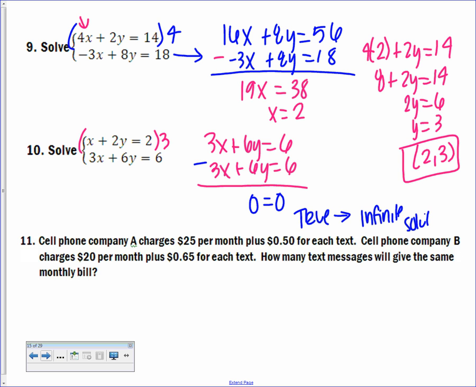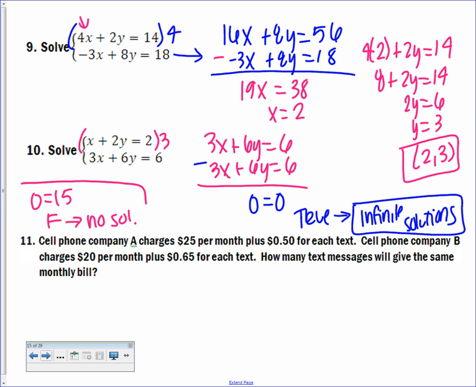Very good. It will not always work out to be 0 equals 0. Sometimes you could get like 0 equals 15 when you subtract. That is false, which means your answer would be no solutions. So keep that in mind that you can't just quit if you think it's all going to cancel. This is a side note over here: you want to check to see if it's going to be true or false.